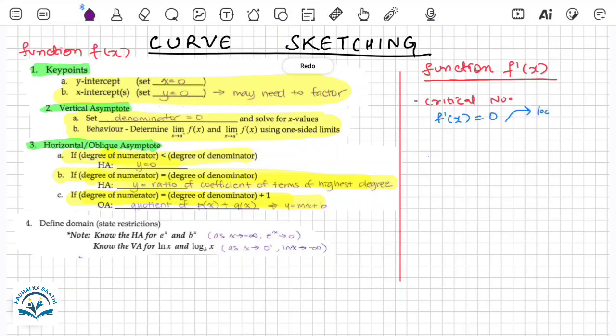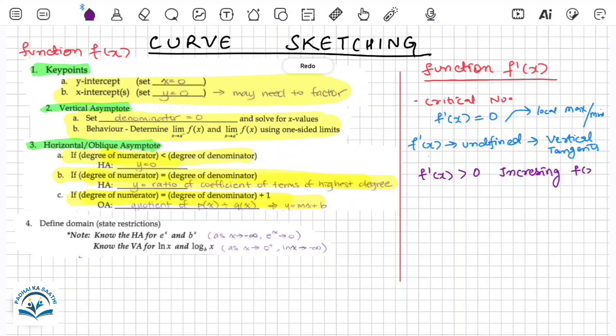Then you will get the critical numbers at that point, and you can also find the local maxima and minima points. You can analyze whether the function is increasing or decreasing from there. If f'(x) is undefined, it means there will be a vertical tangent. If f'(x) is greater than 0, it means it is an increasing function, and if f'(x) is less than 0, it means it is a decreasing function. We can analyze it on a given equation.